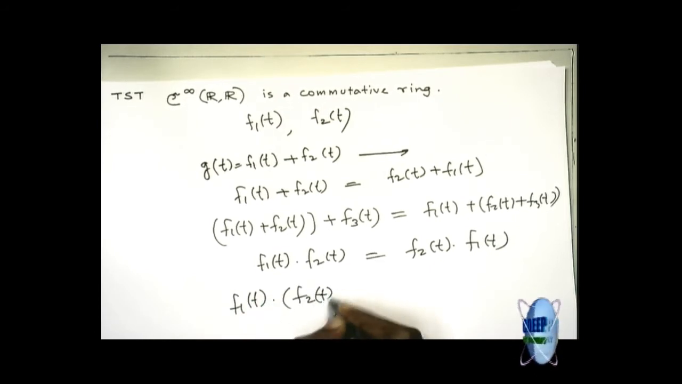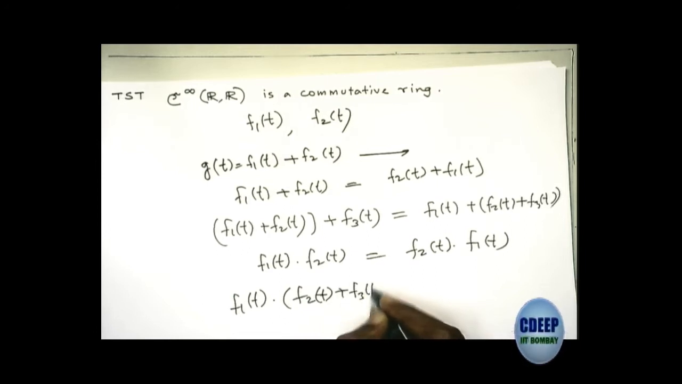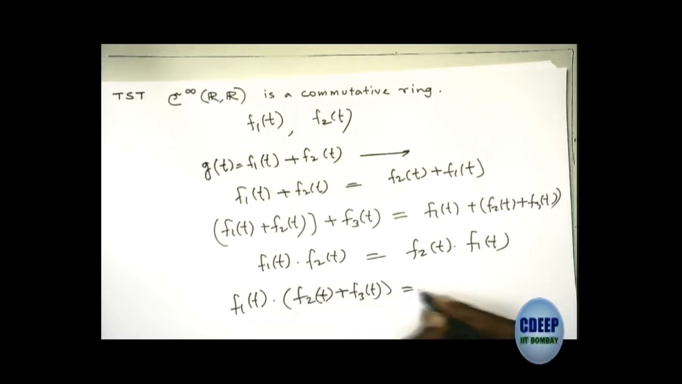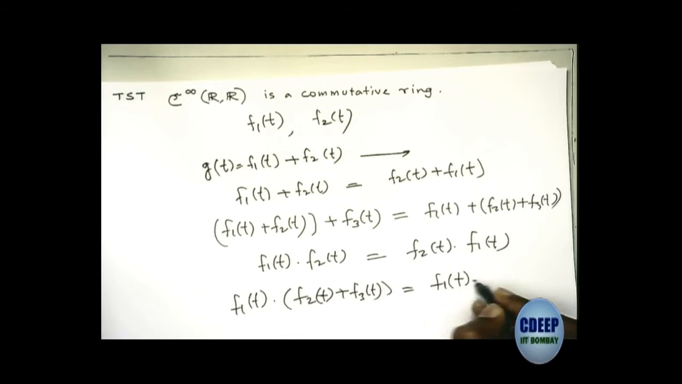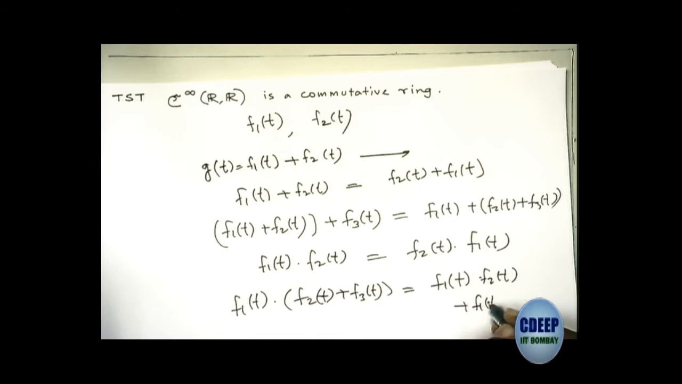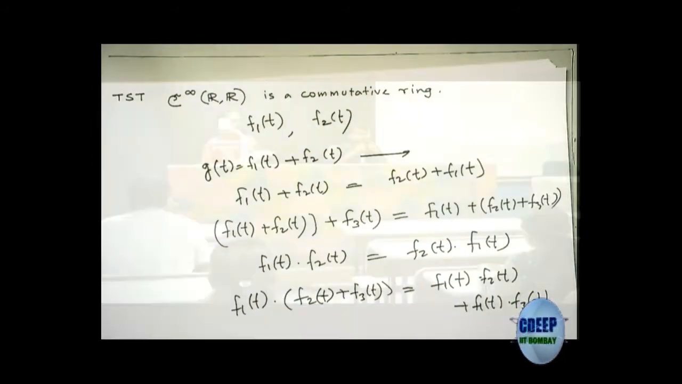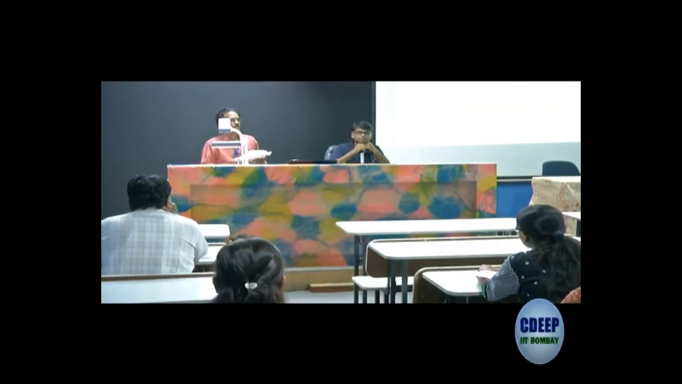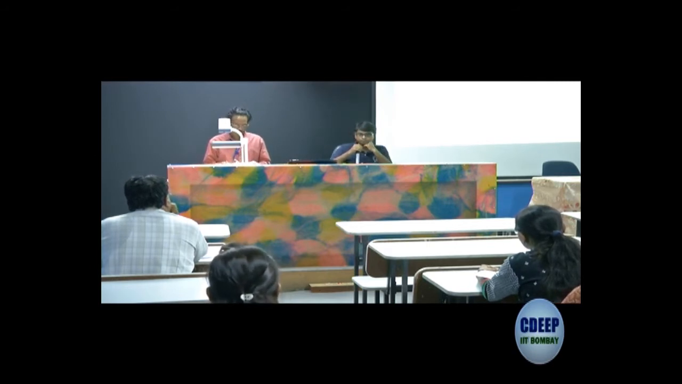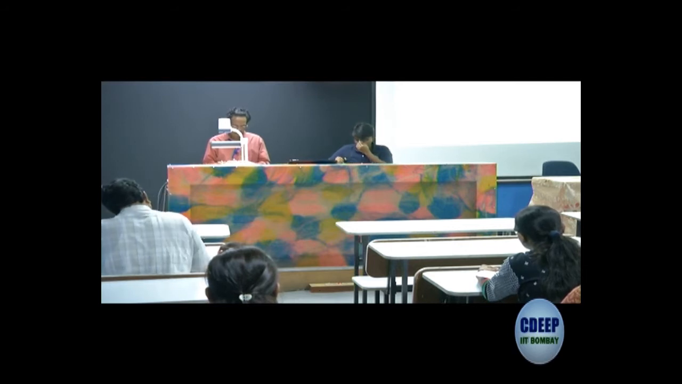f2(t) plus f3(t). Here multiplication is getting distributed over addition. Correct. And one more thing that you should notice is that when you take the product of two functions, if both the functions are differentiable, then the product is also differentiable by the product rule, right? The derivative of f1 f2 is f1 f2 prime plus f1 prime into f2. Yes, and this one, existence of identity.